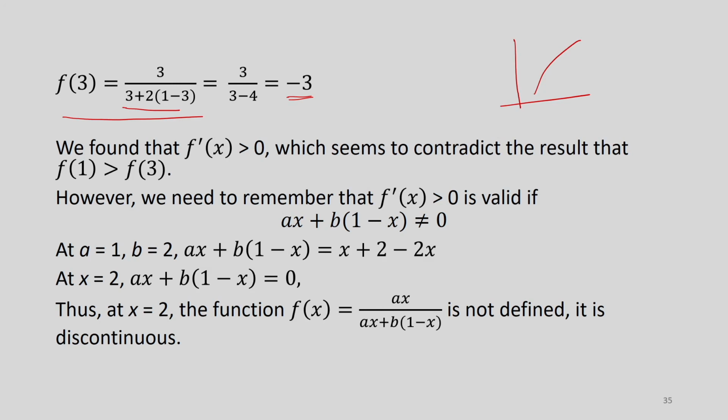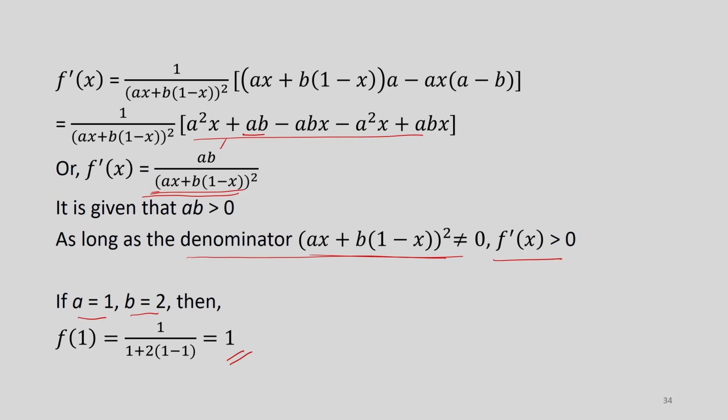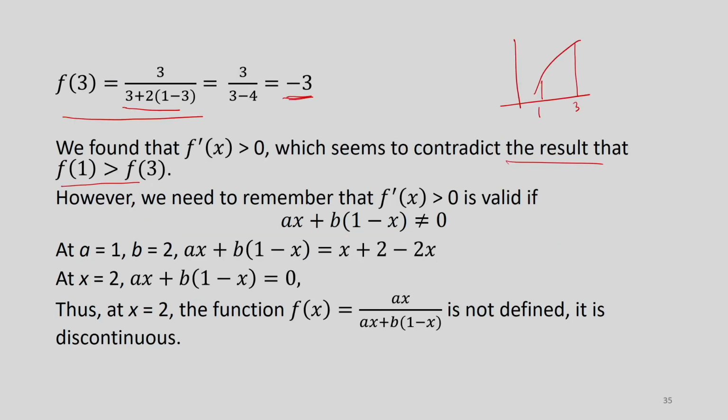Now, this seems to contradict the result that f of 1 is greater than f of 3, right. So, here is 1 and here is 3. f of 3 should have been greater than f of 1 if the function is increasing, but here it is less than f of 1. f of 3 is minus 3, whereas f of 1 is 1. So, how do we explain that?